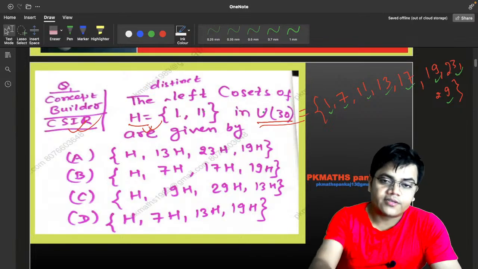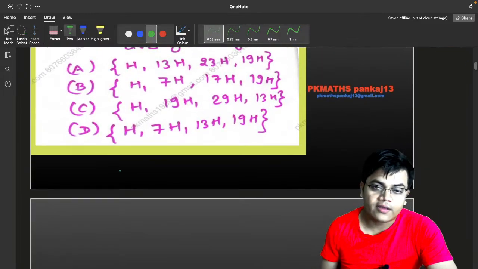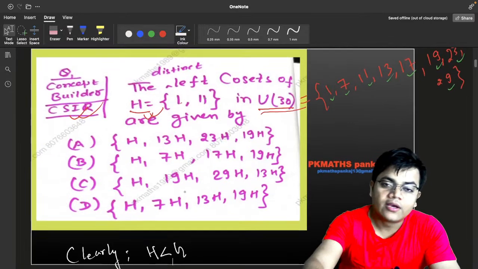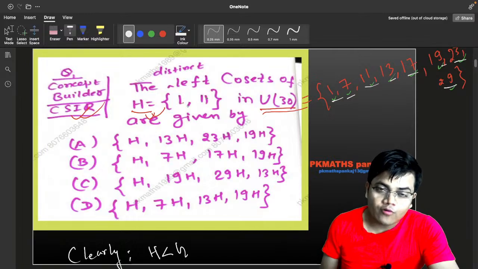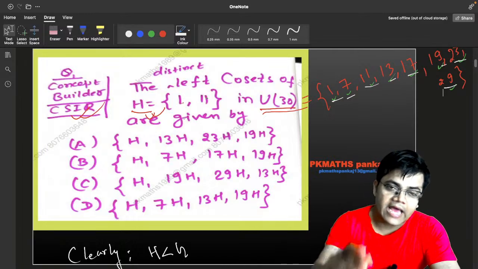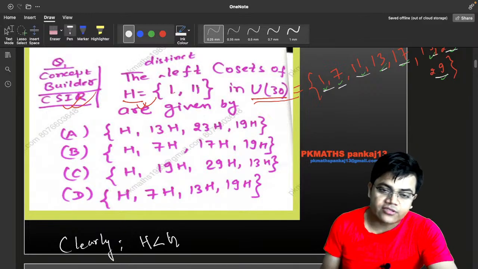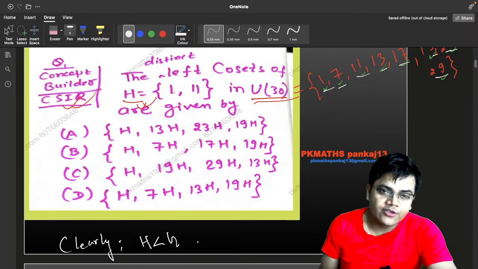So how shall you find it? First of all, you must see one thing over here. Clearly, your H is a proper subgroup of G. Why? Because in G these elements are there: 1, 7, 11, 13, 17, 19, 23 and 29, and out of that only 2 elements have been taken, 1 and 11. So we will say that H is a proper subgroup of G. Therefore, what shall you do?